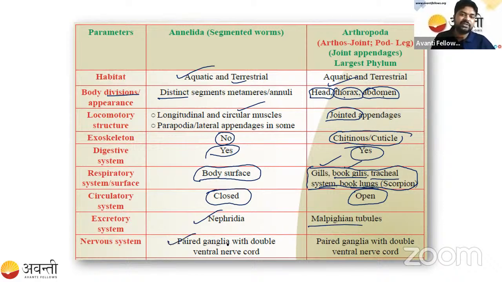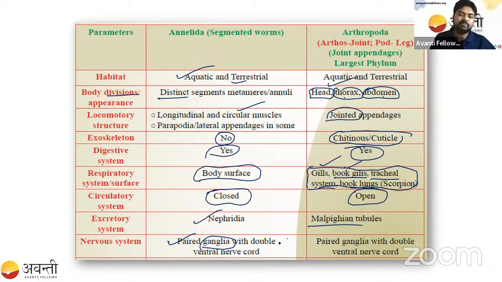Nervous system. Here you can see the paired ganglia. Ganglia means a group of nerves, with a double ventral nerve cord. Then what is meant by double ventral? On the ventral side, for example, we have only one nerve cord. That thing is known as the spinal cord.